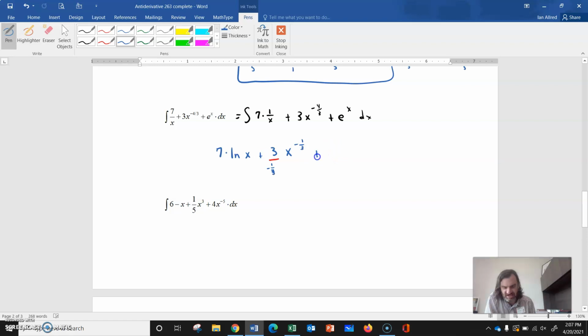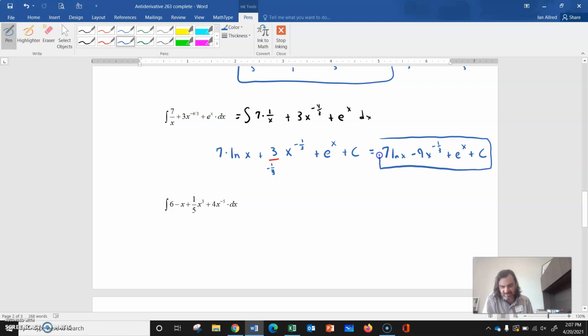And then we're going to say plus the antiderivative of e to the x is e to the x, and we won't forget the plus c. So let me see if I can rewrite this a little bit better. It'll be 7 natural log of x, and then 3 divided by -1/3 is minus 9 x to the -1/3 plus e to the x plus c. Once again, how much cleaning up you do and simplifying is really up to you. Doesn't bother me too much. Just do your best.